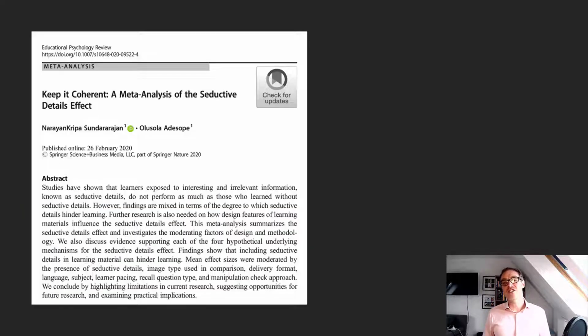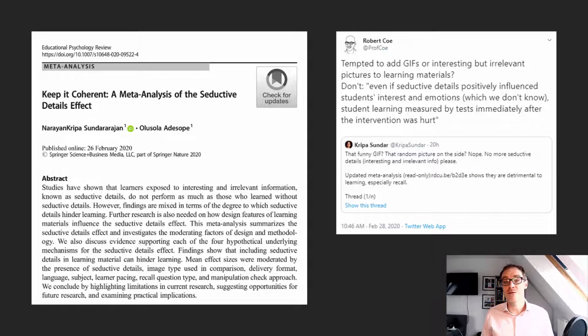Now there was a fascinating study published in 2020, and I love the title of this, a meta-analysis of the seductive details effect. I became aware of this study when Rob Coe tweeted about it. Just take a moment just to read Rob's tweet there.